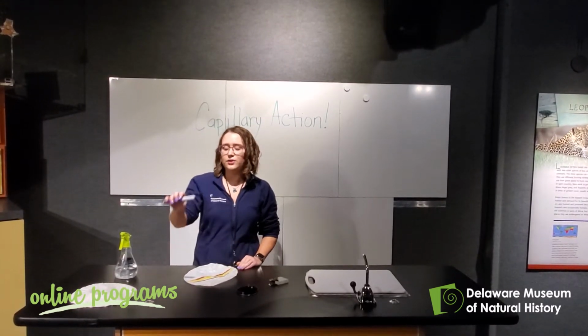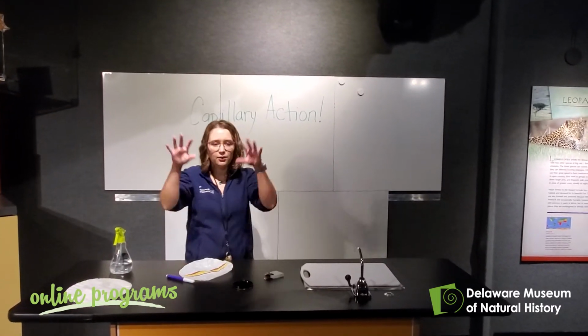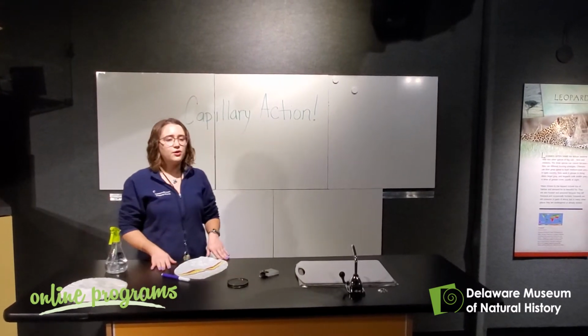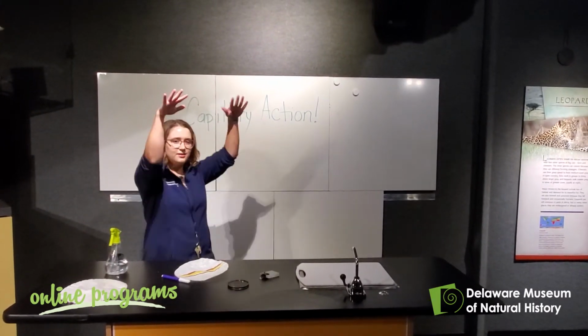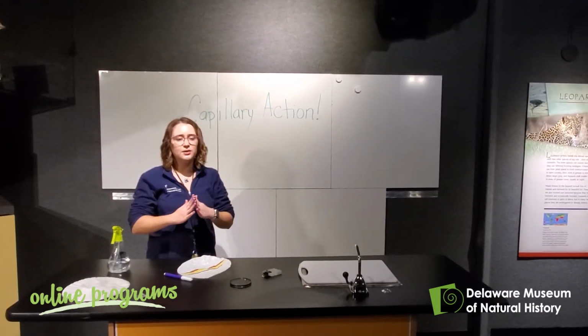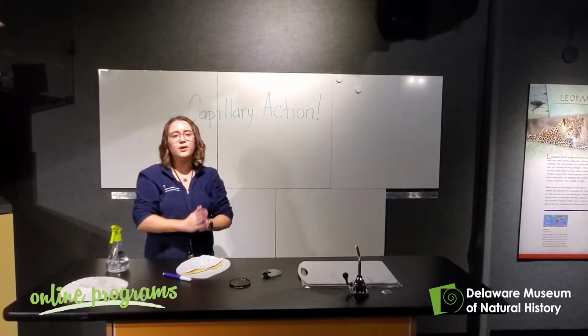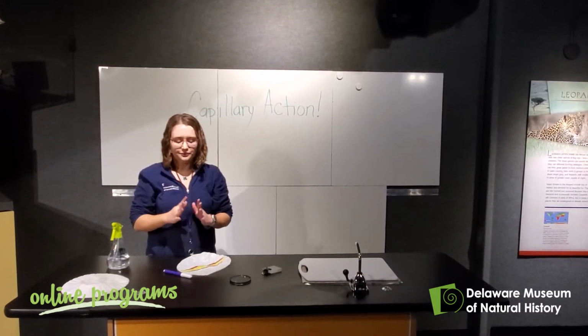So what is gravity? Can anybody at home try and answer that? So gravity is kind of what happens when I let go of this pen. It falls down. So gravity is what brings things down, keeps us from floating away into space. So usually everything that drops falls. When we're talking about capillary action, we're talking about the ability for something that is a liquid to move up against gravity. So it's going to flow up instead of down. So we're going to try out a few examples of this today.